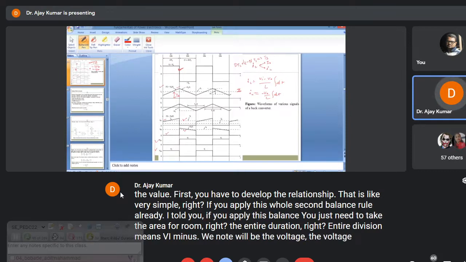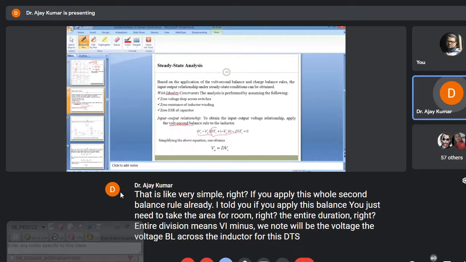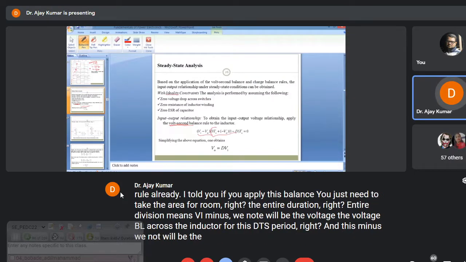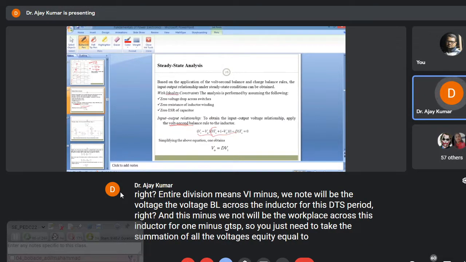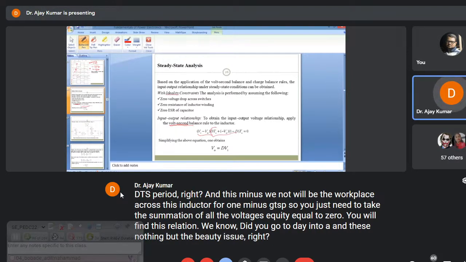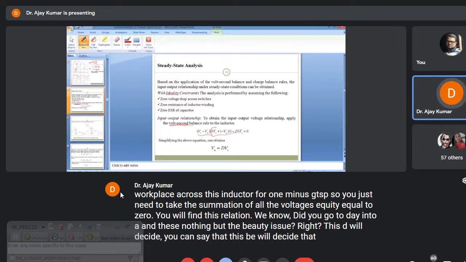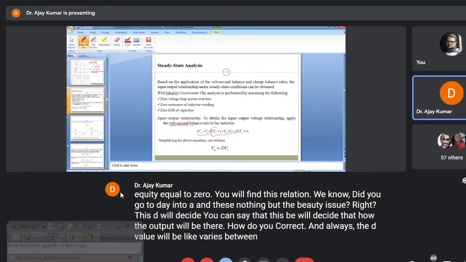voltage VL across the inductor for this DTS period, right? And minus V naught will be the voltage across this inductor for the 1 minus D TS period. So you just need to take the summation of all the voltages and equate it to 0. You will find this relation: V naught is equal to D into Vi, and this D is nothing but the duty ratio, right? This D will decide how the output will be related to the input. Correct? And the D value always varies between 0 and 1.